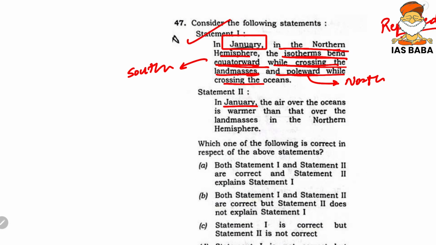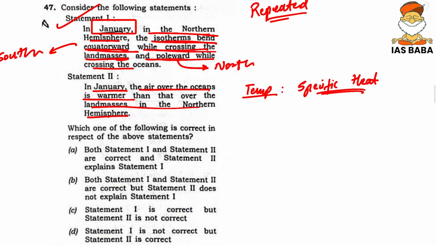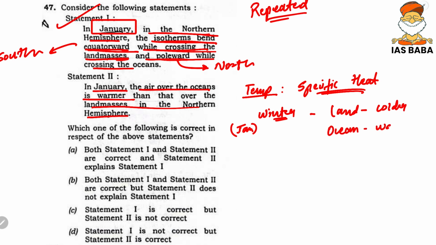If I see statement number 2, in January, the air over the oceans is warmer than that over the landmass in the northern hemisphere. So basically there are several factors responsible for the temperature distribution of the world, and one of the very important factors is specific heat. Specific heat is the amount of heat required to increase the temperature of a unit gram object by 1 degree Celsius. So in the case of winter, during January, the land is relatively colder and the ocean water body is relatively warmer.